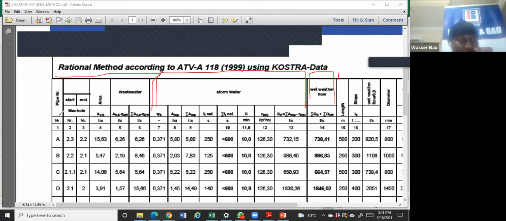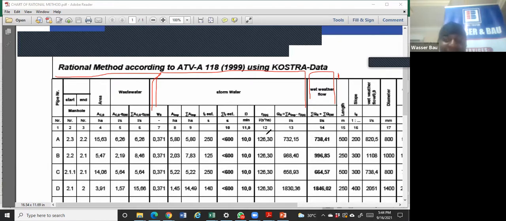So if you watch here, you see pipe, start, end. The next thing is coefficient of runoff. The next thing is area of impervious. This is area imp. Then you sum the area up. Then you estimate the time of flow. If the time of flow is less than 10 minutes, you use the value for 10 minutes. If it's more than 10 minutes, you use the value. Then the duration of rain, sorry, is this. Then this is the rain intensity.